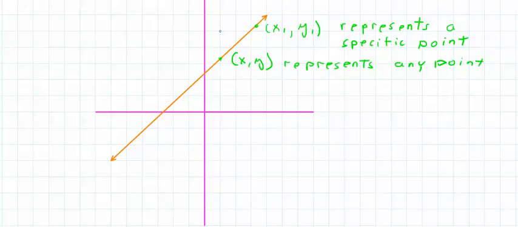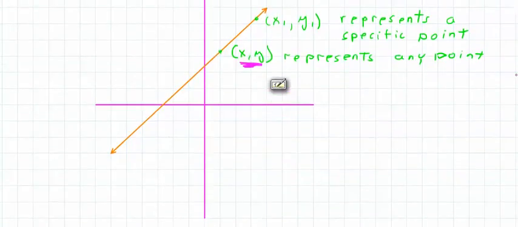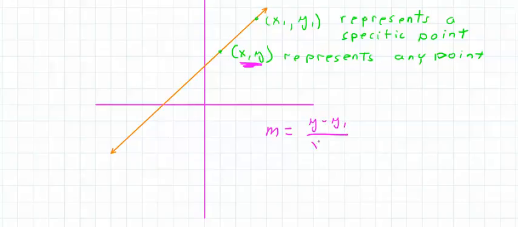Now, when we are using the point slope form, this is going to be in our equation. These will actually be numbers. So, the slope is the difference in my y-coordinates, y minus y1, over x minus x1. This is called the point slope form.